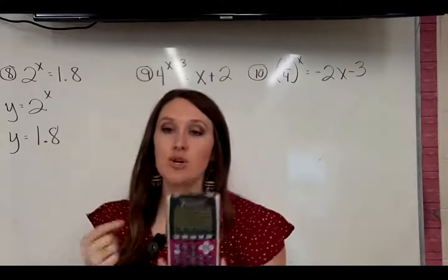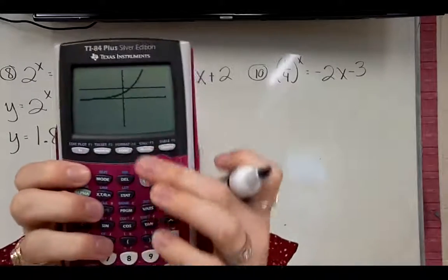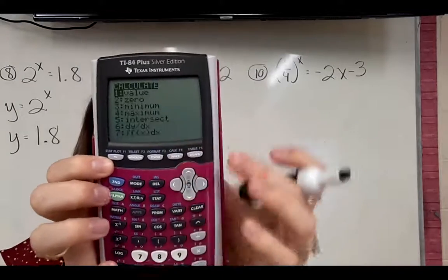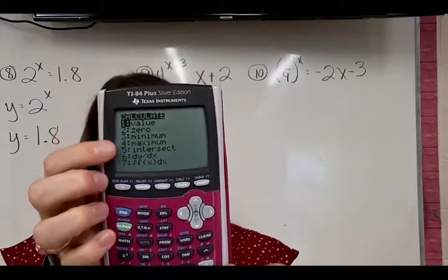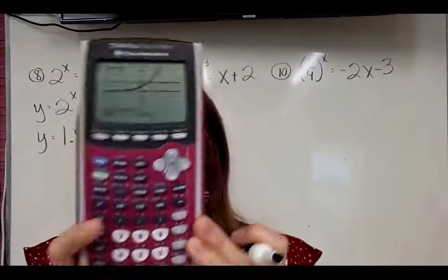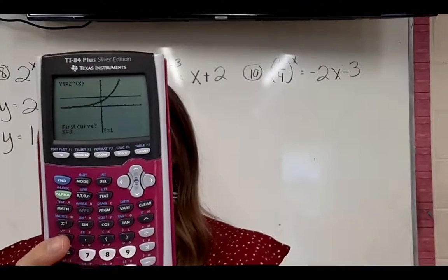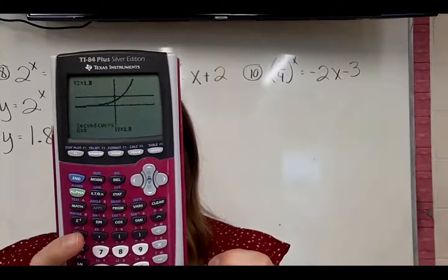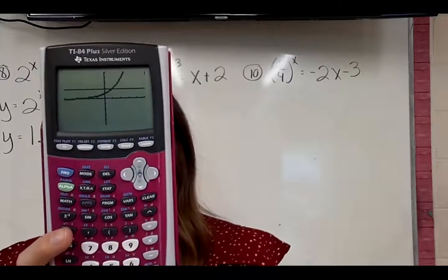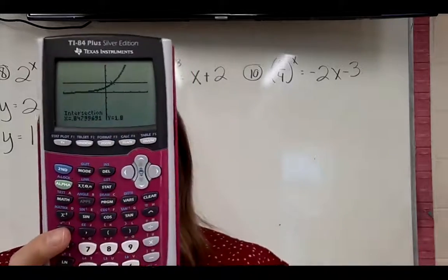Then what you're going to do, you're going to hit the blue second button. Then hit the trace or calc button. Then if you notice down here on number 5, we have intersect. Hit that because we want to see where they intersect. When you pull that up, it's going to give you some questions. So you hit enter, and it jumps to the other line, then hit enter again. You have to hit it 3 times, and it tells you intersection is at this point, x and y.